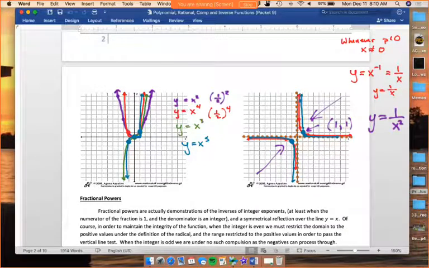Let's think about it. We have 1, 1 here. When we had y equals x to the anything, really. And we had, over here, -1, -1. What happens when I plug -1 in for x in this function? What's different? It just goes back to a positive.